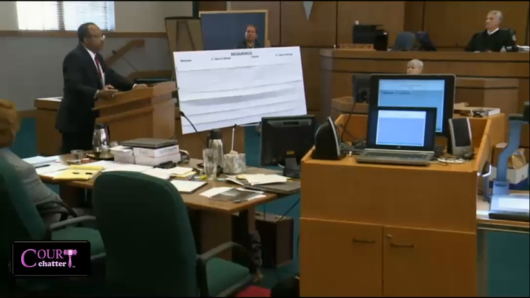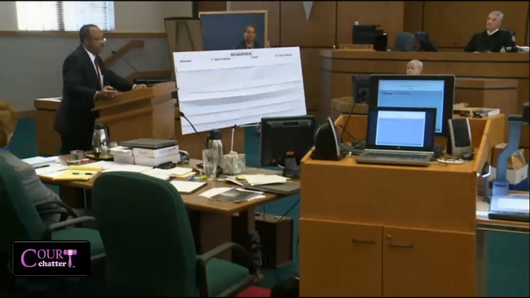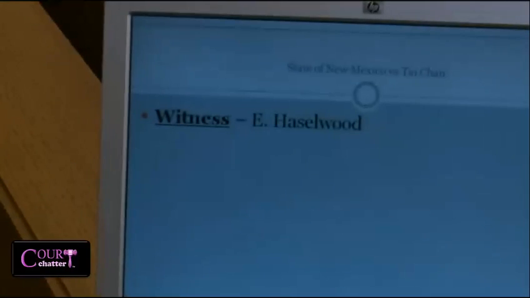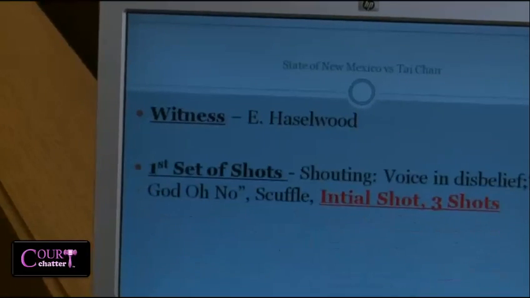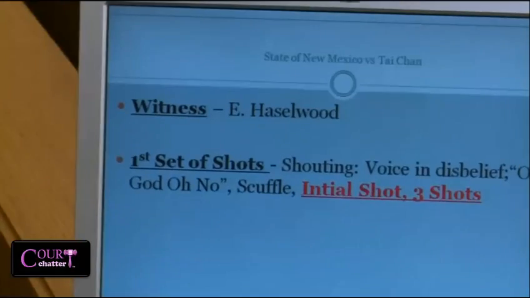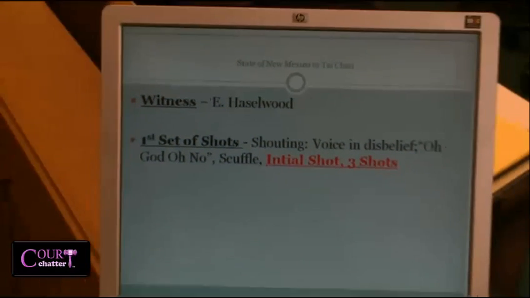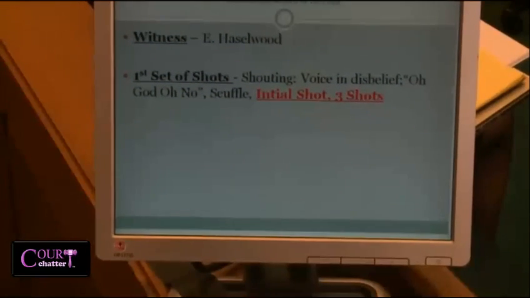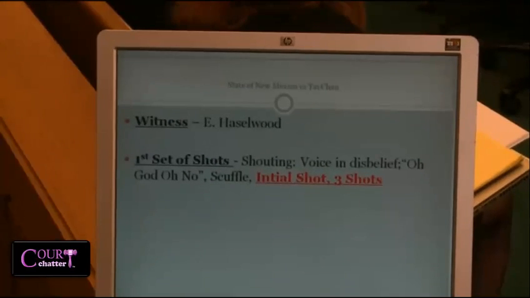What we're going to do is take you through the testimony of the major witnesses who hold key pieces of evidence in this case. Let's take a look at the first one, Edward Hazelwood. He said he heard a first set of shots, shouting, a voice in disbelief. Oh God, oh no. A scuffle, initial shot, and 3 shots. Okay.